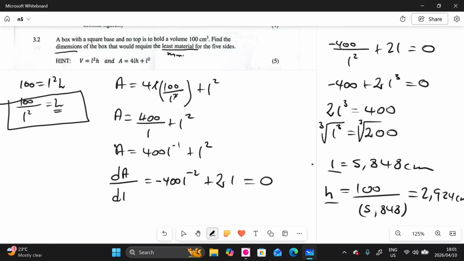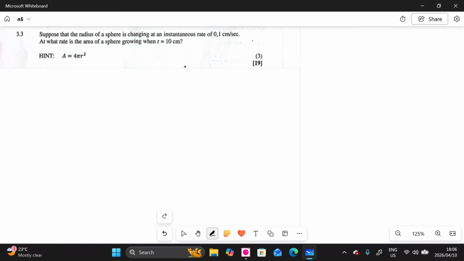We are done with this question, which is 3.2. Let's go and do the last question there, which is 3.3. All right, guys, let's look at 3.3. Suppose that the radius of a sphere is changing at an instantaneous rate of 0,1 centimeters per second. At what rate is the area of the sphere growing when r, or radius, is equal to 10 centimeters? Hint, we are given that area is equal to 4 pi r squared.